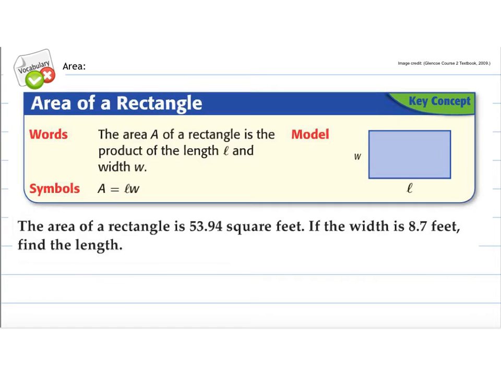Now we are talking about area. Anytime we are talking about area, this is the space inside a 2D shape. So perimeter was looking at the outside, area is looking at the inside. And we find that by finding the product of the length and the width. So here's the formula that you should copy down. Area equals length times width.